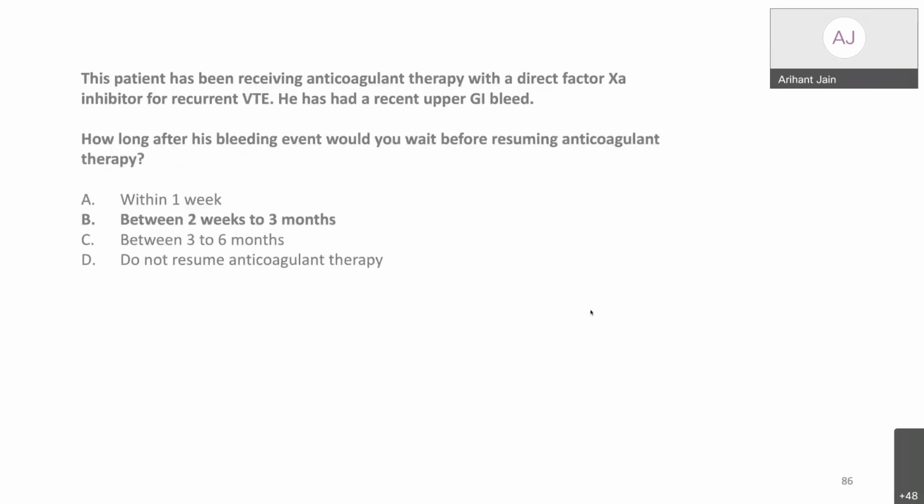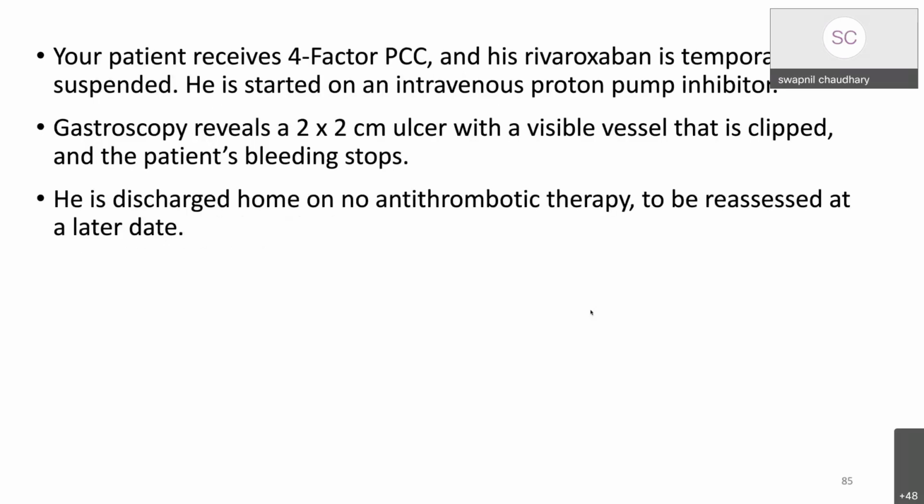Now this is the question. This patient has been receiving anticoagulant therapy with a direct factor 10A inhibitor for recurrent VT. He has a recent upper GI bleed. How long after this bleeding event would you wait before resuming anticoagulant therapy? So one is, will you resume or will you not resume anticoagulants?